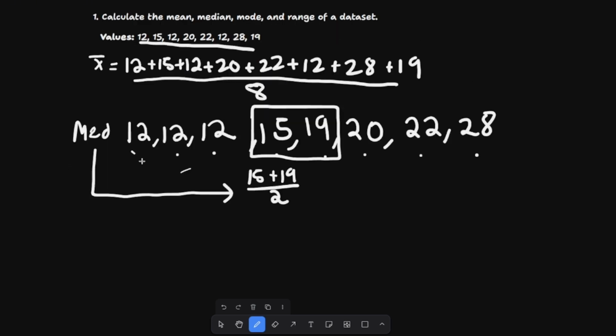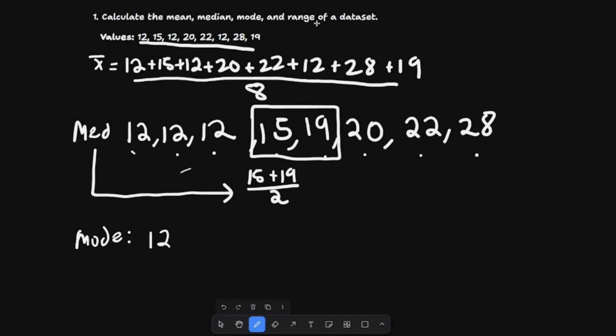Now for the mode of the data set, the mode is pretty much the most frequent number in the list. So as we can see, when we order them, we have 1, 2, and 3 12s, right? So that is the most common number in the list. So our mode is going to be 12. Remember, mode is the most frequent number in the list.